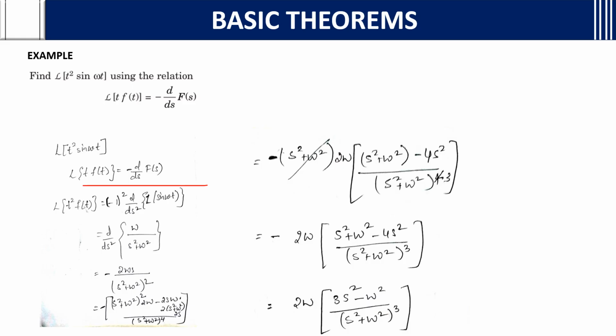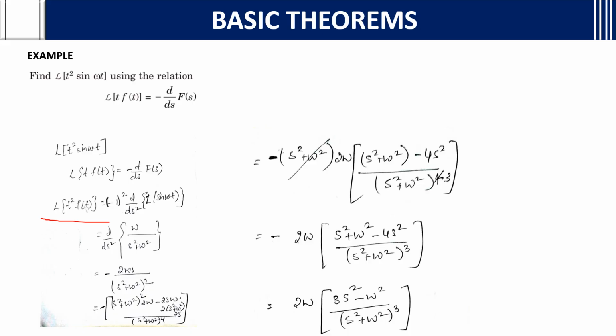So d square by ds square of, no, this is not t. This is the Laplace transform of sin omega t. F of s is what? The Laplace transform of f of t, and f of t here is sin omega t. I'll repeat it once again. You know that the Laplace transform of t square f of t is, as we just saw, double differentiation, d square by ds square, of f of s, which is nothing but the Laplace transform of f of t. What is f of t? Sin omega t. So what is the Laplace transform of sin omega t?